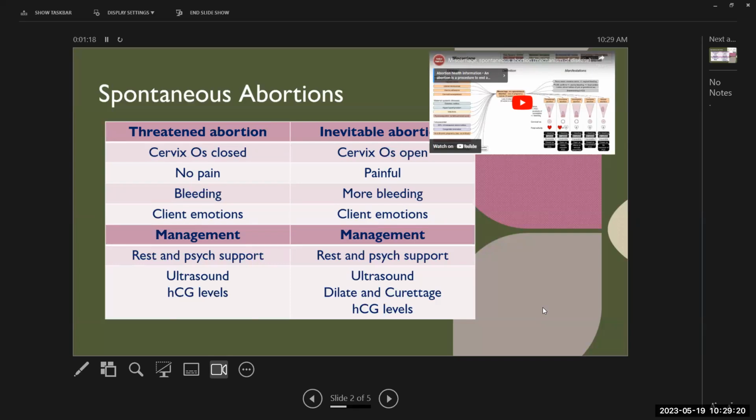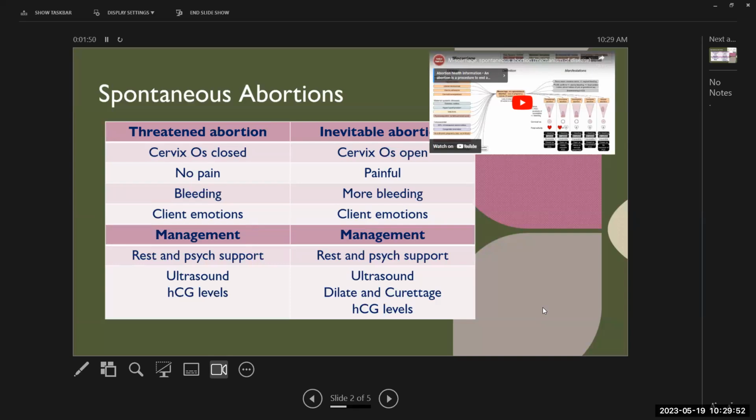So how do we manage and how do we diagnose? We diagnose by ultrasound. Okay, we can look at an ultrasound and we can see we're looking for the embryo or the fetus, depends how far along she is. We're going to be able to see the fetal sac, the fetal pole, and if she's far enough along, we might see a fetal heartbeat. Now, we're not going to see a fetal heartbeat in the inevitable, usually not, okay?